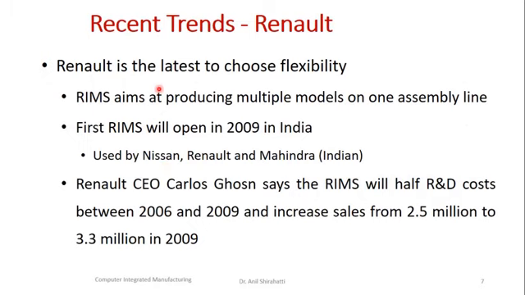Renault is using the latest flexible system. It's aimed to produce multiple models on one assembly line so that the overall cost of machinery will get reduced. The first RIM was opened in 2009 in the Nissan Renault Mahindra project. The CEO says RIMs will halve the R&D cost between 2006 and 2009, and increase sales from 2.5 to 3.8 in 2009.